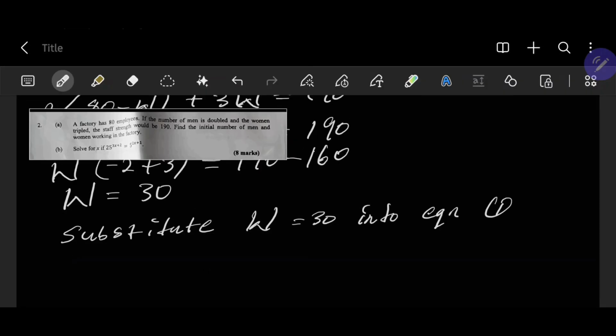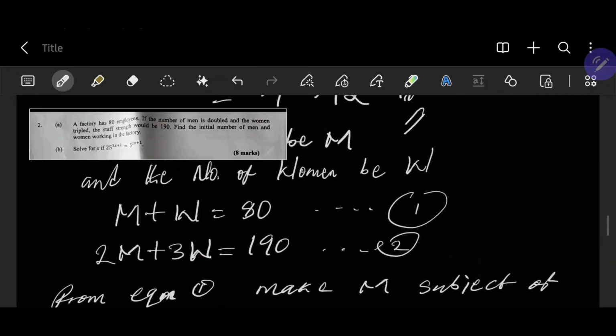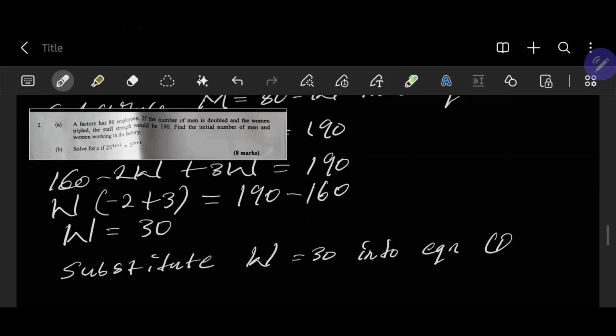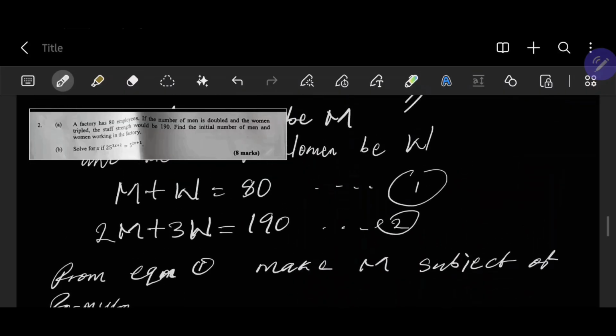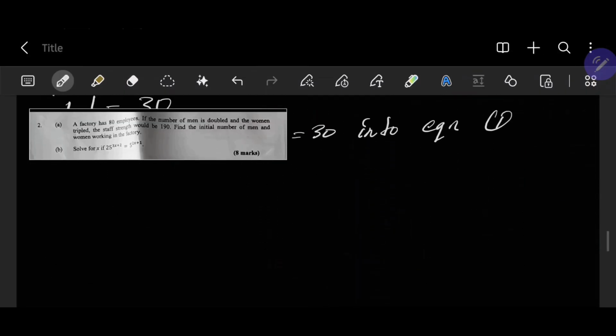Anywhere you see W, you put 30. So in equation 1, we have M plus W equal 80. So I'm just going to do M plus 30 in place of W equal 80. And you also see that M is equal to 50, because the inverse of positive 30 is minus 30. So I add minus 30 to both sides.